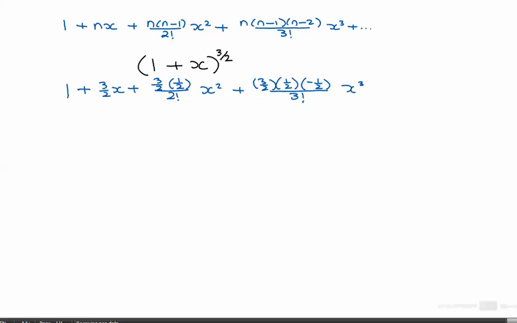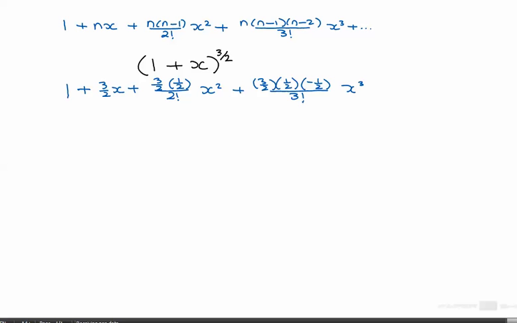Now we can see there that as we go n - 1, n - 2, we've actually gone to minus a half. So that means we're never going to reach 0. So in fact, this expansion is going to be an infinite series.